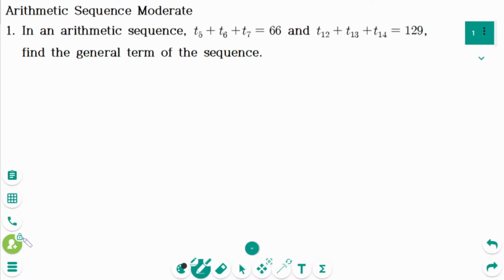This video will cover moderate questions regarding the topic of arithmetic sequence. This is the first question. T5 plus T6 plus T7 equals 66.